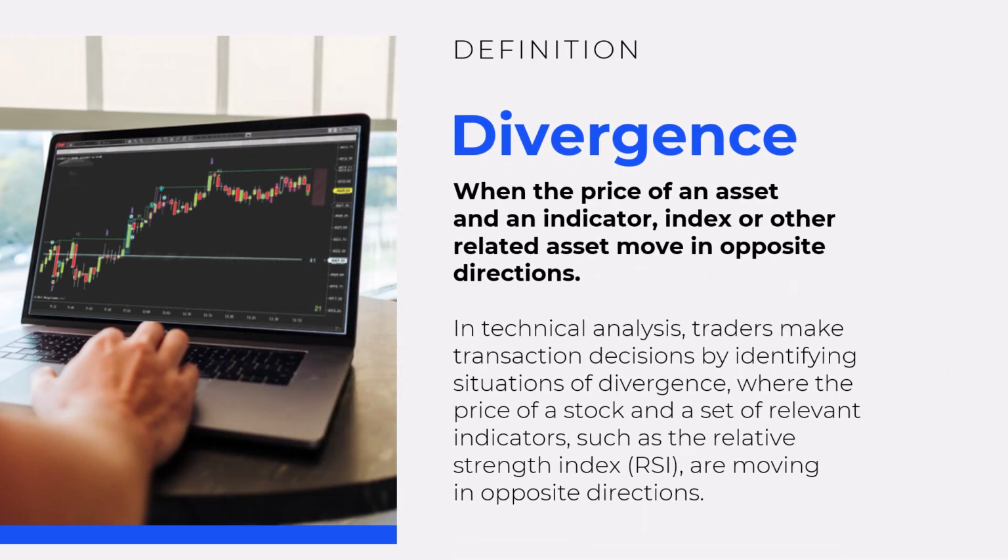All right, so divergence. What is divergence? Let's make it really simple here. The definition of diverge is to move away from, right? So in trading, divergence is when prices of an asset, it can be any asset, so it can be any instrument, it can be an index, it can be any type of an asset that's tradable, as long as price moves. Okay. So in technical analysis, we make transaction decisions by identifying situations of divergence. Some of us do. A lot of us tried and gave up.